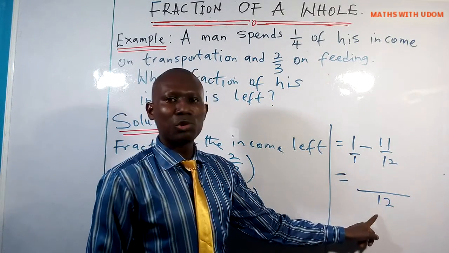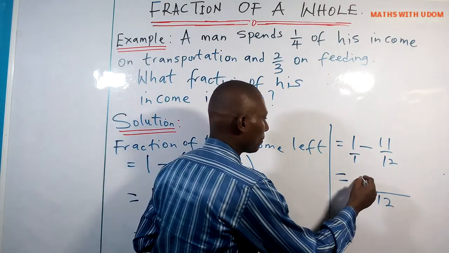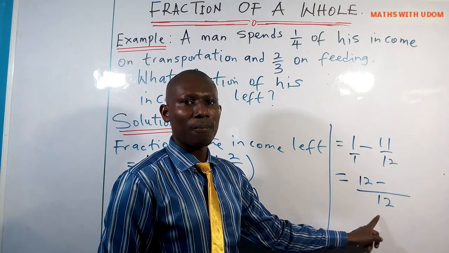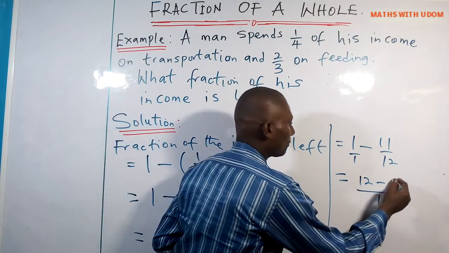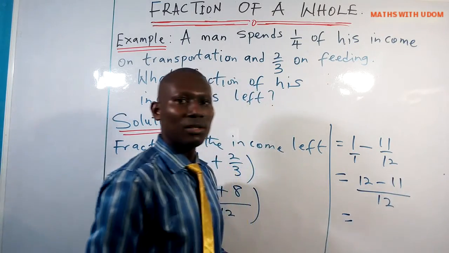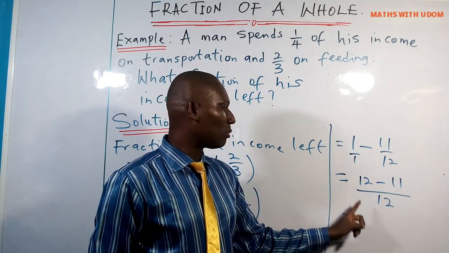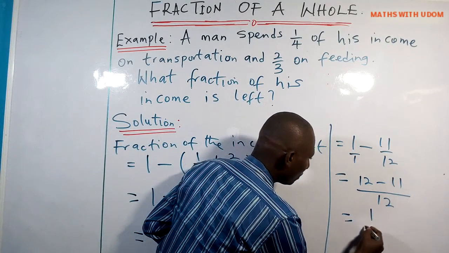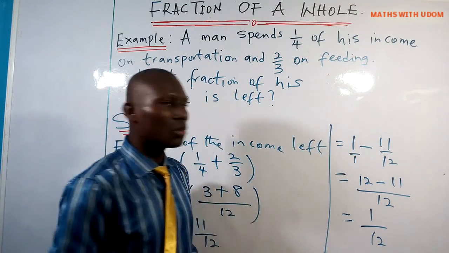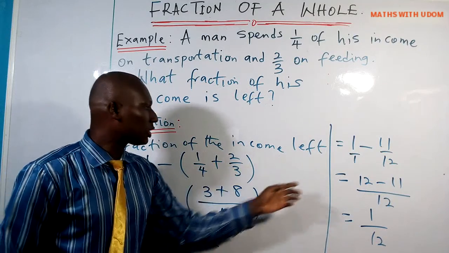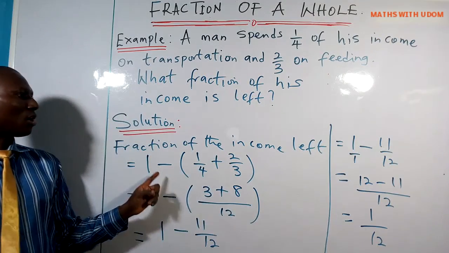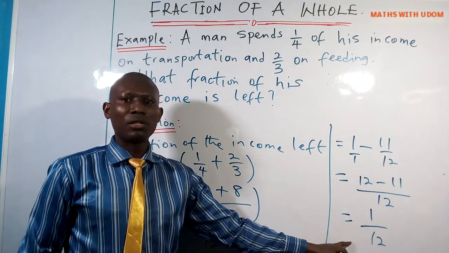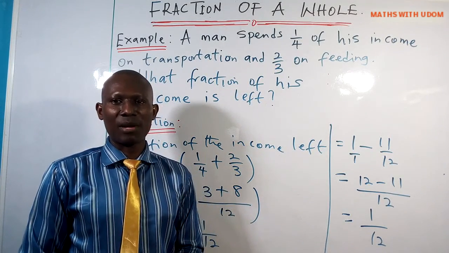How many 1 can go through 12? 12. 12 times 1 is 12. Minus, how many 12 can go through 12? 1. 1 times 11 is 11. Then finally, the numerator 12 minus 11 will give us 1. So we have 1 divided by 12. What is the interpretation? The interpretation is that the fraction of the income left in the hand of the man is 1/12. So that is our answer.